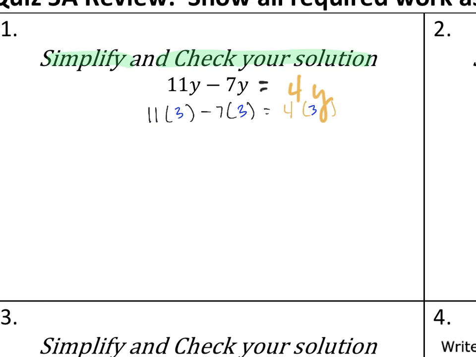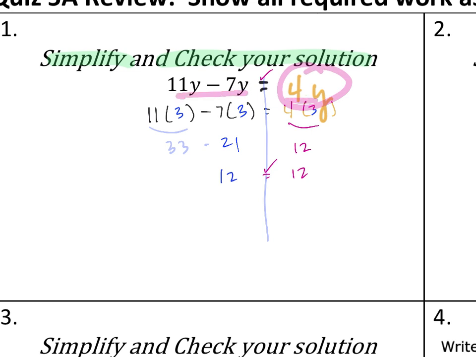Then we look down and we say, well, let's compare. If we have 11 times 3 is 33, minus 7 times 3 is 21, it's going to give us 12. And if we look over here, 4 times 3 is 12. Well, when y equals 3, these two sides are equivalent. So we can assume these two expressions are equivalent. Again, remember that our goal is to figure out what this simplified is. All we did down here was check to see if we were correct.